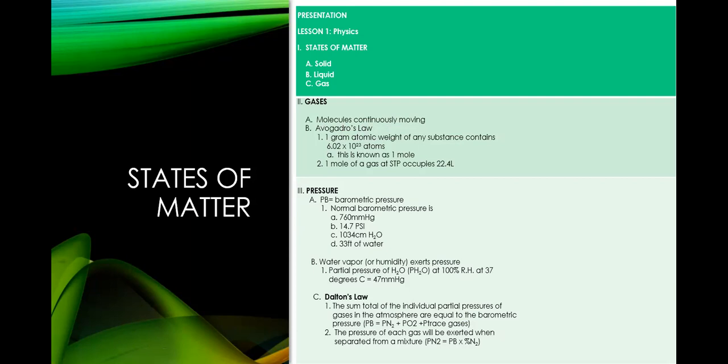His law states that 1 gram of atomic weight of any substance contains 6.02 times 10 to the 23 atoms. This is known as 1 mole. Okay? 1 mole is 6.02 times 10 to the 23 atoms. He says 1 gram contains that many atoms. 1 gram of any substance contains this many atoms. This is known as 1 mole.